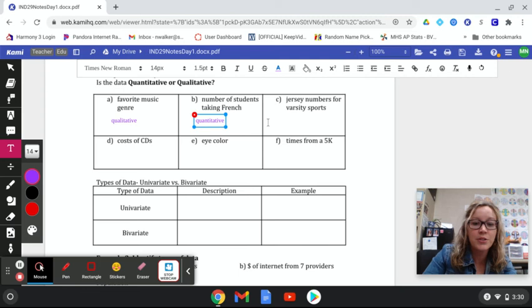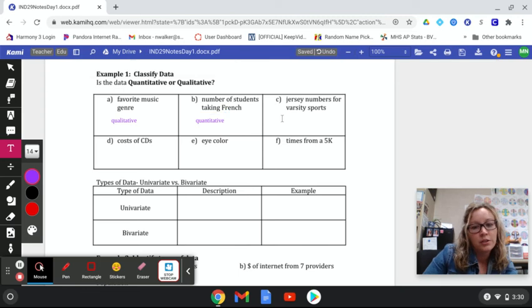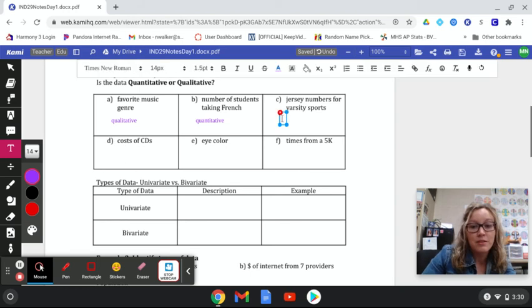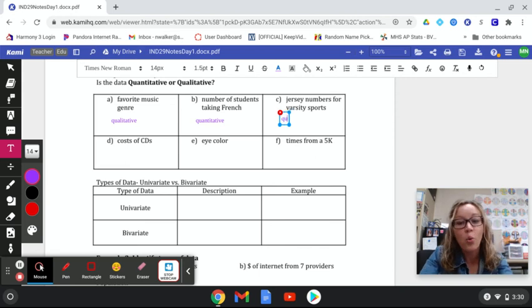All right, now jersey numbers for sports. They are numbers, but do they have a significance? If somebody has the number 22, are they better than someone that has the number 7? No, those are just categories, just to show a difference between players, but they don't give any value to their ability to play. This is qualitative.